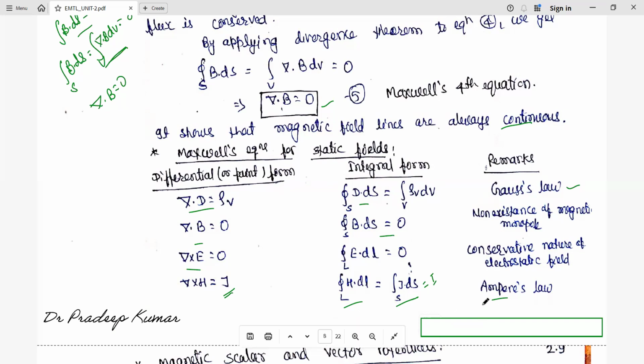These are the discussions about the flux density, which is very important to understand the nature of magnetostatics.